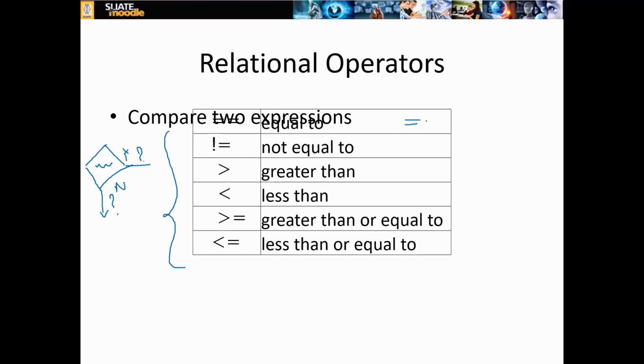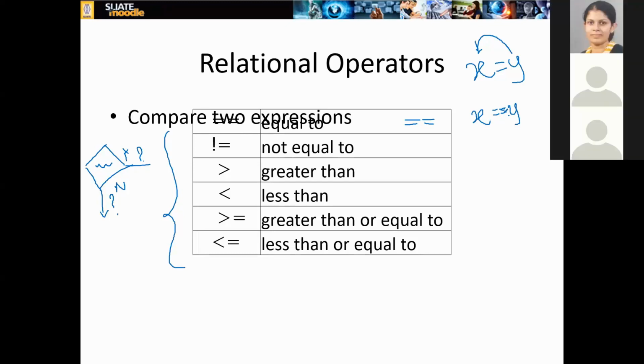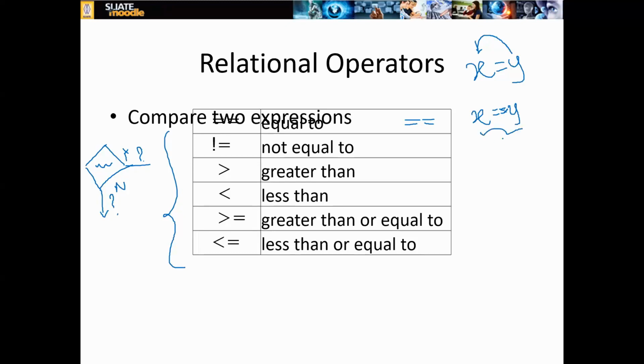So when you have two equal signs together, we say it is equals. You can check whether x equals y, right? So the difference is, if you say x equal y like this, then the value of y will be assigned to this x variable. But if instead we use x equals equals y, that means we are going to check whether these two are equal.